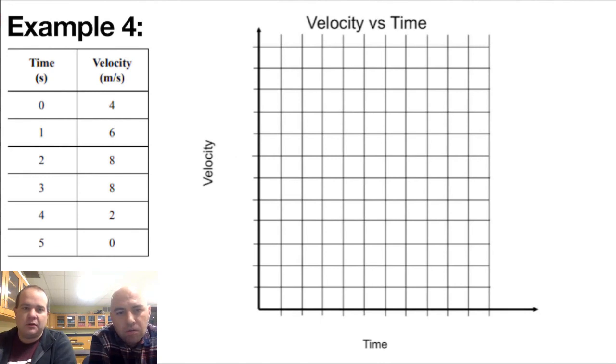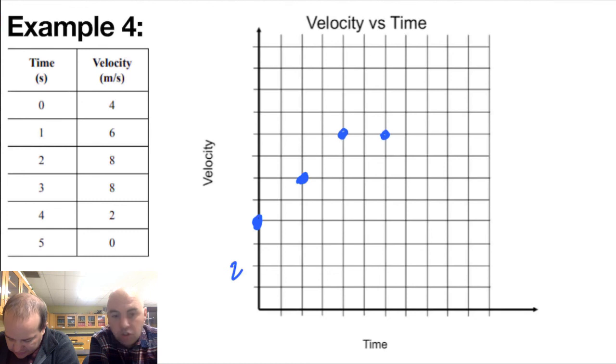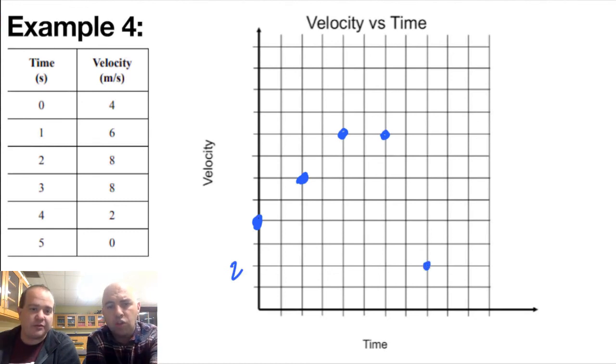Okay, let's plot this and see. So at 0 seconds, we're traveling at 4 meters per second. At 1 second, we're going 6 meters per second. At 2 seconds, we're going 8 meters per second. Still going at 8 meters per second after 3 seconds. And then we go down to 2 seconds. So slowing down. At 4 seconds, we're going 2 meters per second.